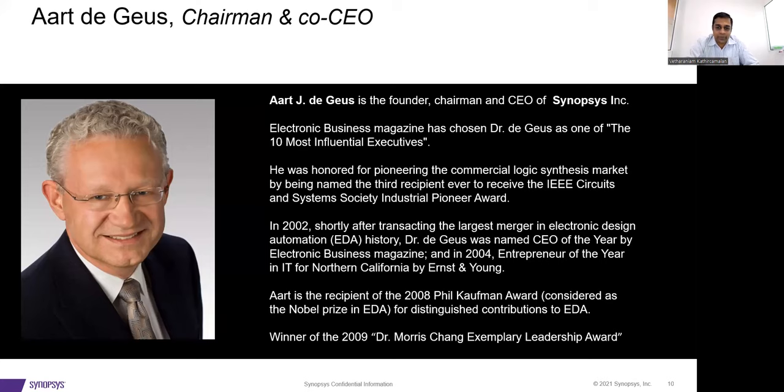Some of the few things mentioned here: Electronic Business Magazine has chosen Dr. de Geus as one of the 10 most influential executives. He was honored for pioneering the commercial logic synthesis market by being named the third recipient ever to receive the IEEE Circuits and Systems Society Industrial Pioneer Award. In 2002, shortly after transacting the largest merger in electronic design automation history, Dr. de Geus was named CEO of the Year by Electronic Business Magazine, and in 2002, Entrepreneur of the Year in IT for Northern California by Ernst & Young.